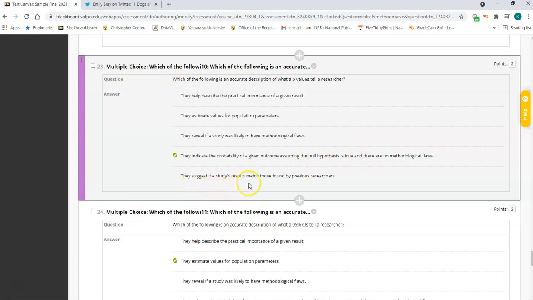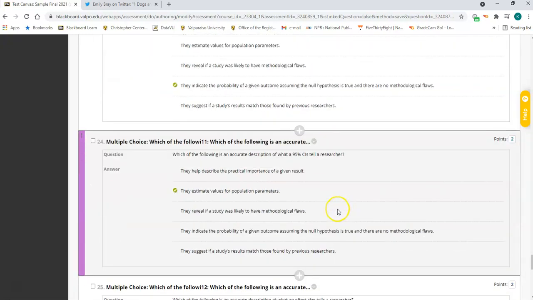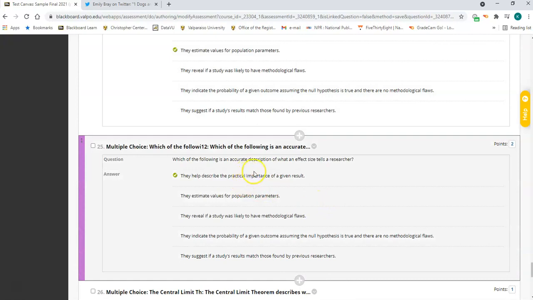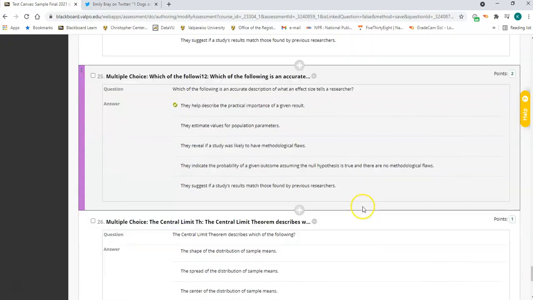And they suggest that a study's results match those of a previous study. No, you need the results, but you need to compare the results to the previous study. And it's not a very good idea to compare p-values. You should compare effect sizes, not p-values, to decide things like that. Which of the following is the most accurate description of a confidence interval? Well, I said that. It's this one. Which of the following is the accurate description of an effect size? Well, this one. I said that as well.